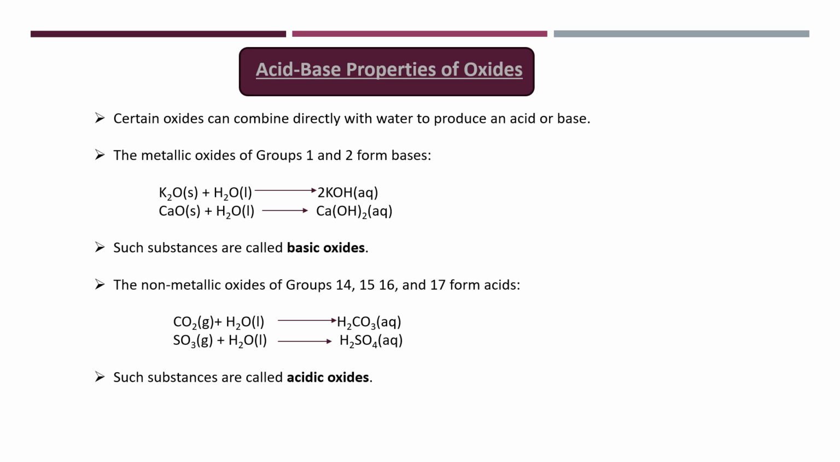Acid-base properties of oxides. Certain oxides can combine directly with water to produce an acid or base. The metallic oxides of groups 1 and 2 form bases. Such substances are called basic oxides. The non-metallic oxides of groups 14, 15, 16 and 17 form acids. Such substances are called acidic oxides.